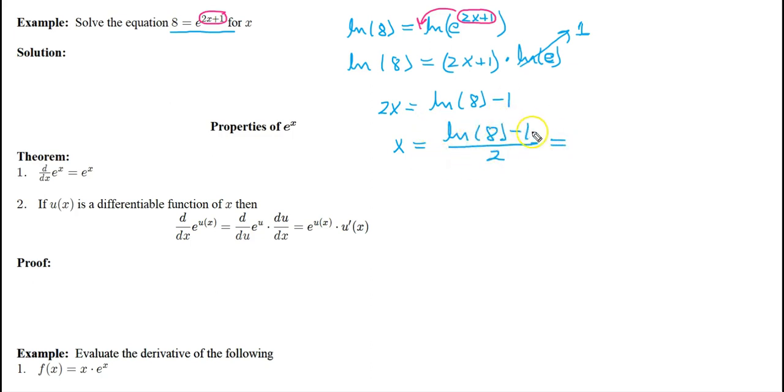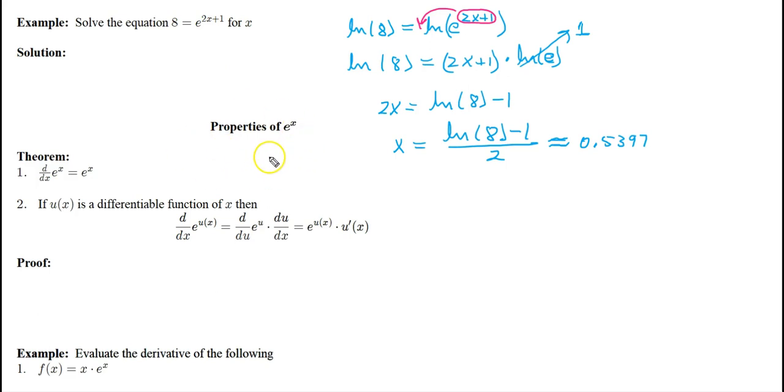Now you can evaluate this on your calculator. Most calculators have an ln button on them, so if you look for the natural logarithm button on your calculator, you'll be able to evaluate the ln of 8. And you get that this is approximately equal to 0.5397. So just verify and make sure that you can evaluate that on your calculator. And so that's the value of x that is a solution to this original equation that we have up here.